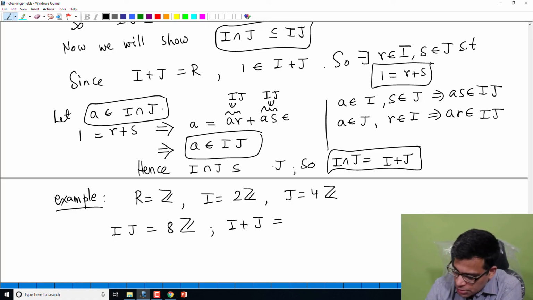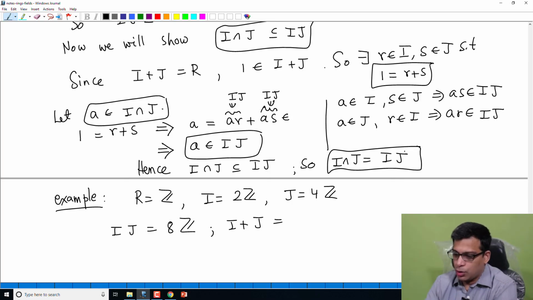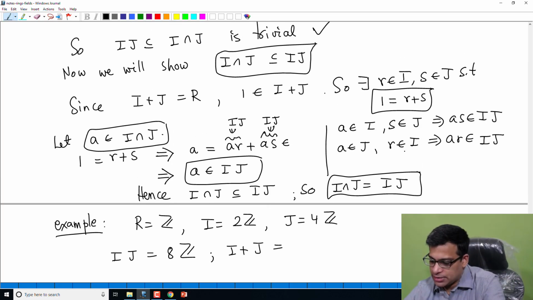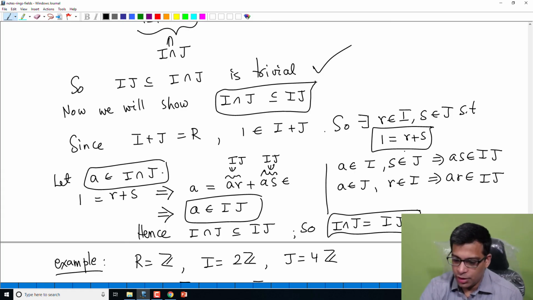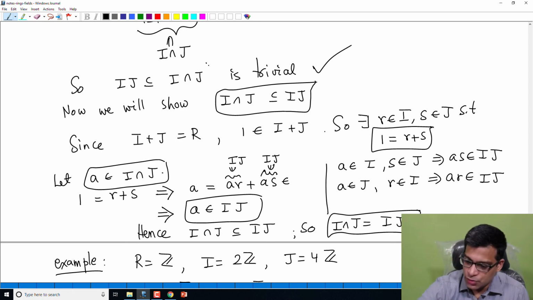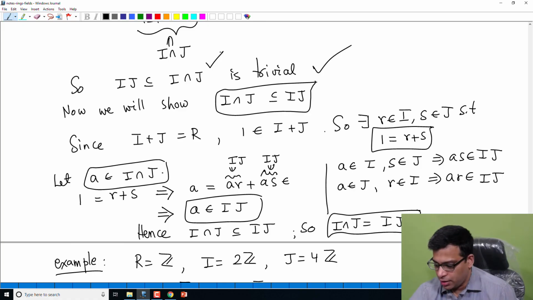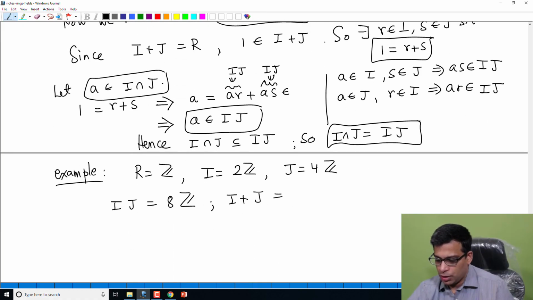So what we have shown is that I intersection J is contained in IJ, and hence I intersection J is equal to IJ. Sorry, earlier we showed that IJ is contained in I intersection J. This we have shown. Now we are trying to show that I intersection J is contained in IJ. So I intersection J is equal to IJ.